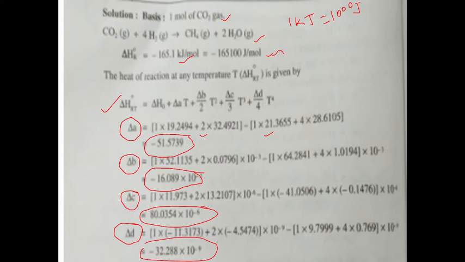Okay. So from this equation, delta H R naught T is equal to the standard heat of reaction at any temperature capital T. Delta H naught is equal to the integration constant. Delta A, delta B, delta C, delta D, these are constants. Are you clear or not? Okay. Capital T is the temperature. Are you clear or not?